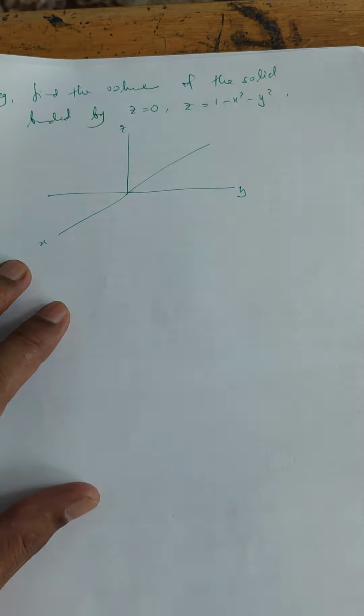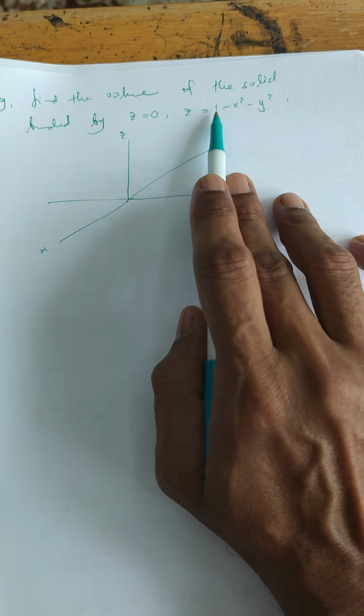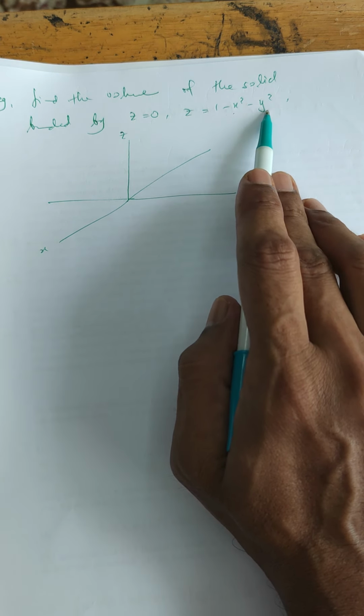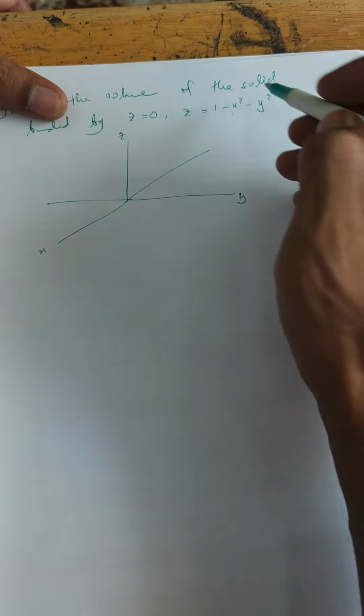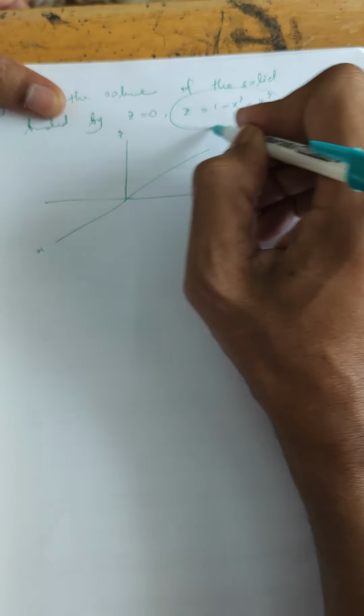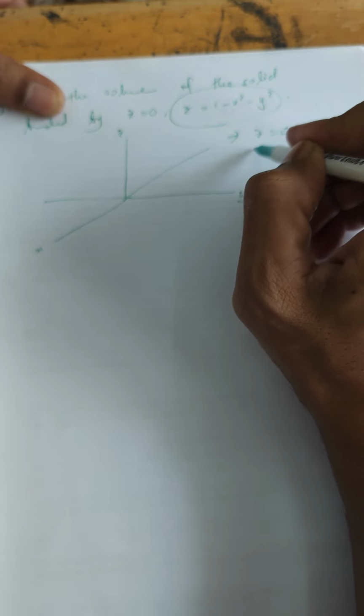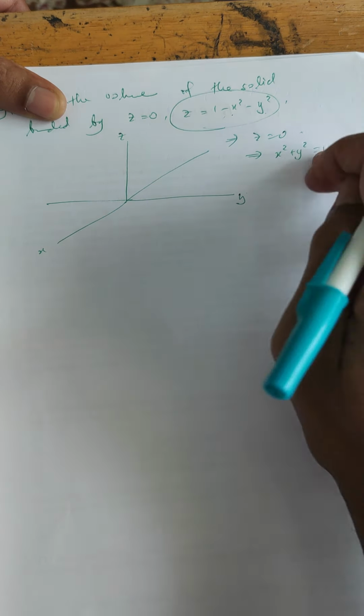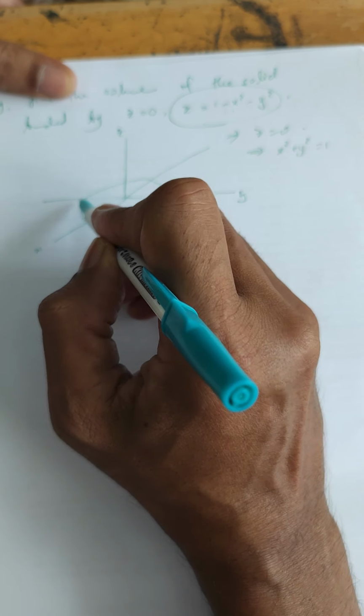So we just leave out the negative. z equal to 0 is the plane xy itself, and then z equals 1 minus x squared minus y squared. If z equals 0, we have exactly x squared plus y squared equal to 1. So this is a circle of radius 1.